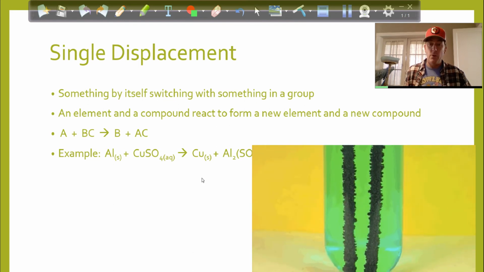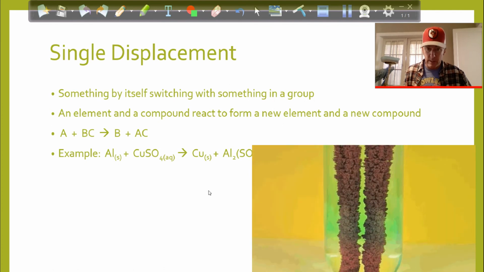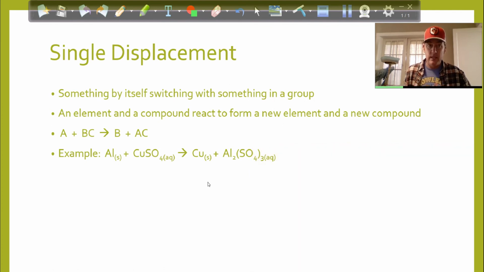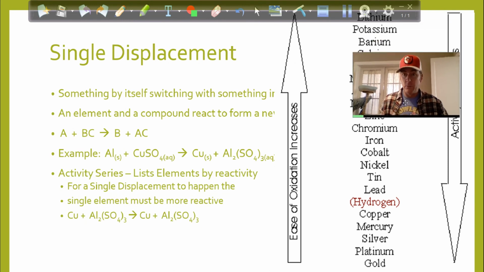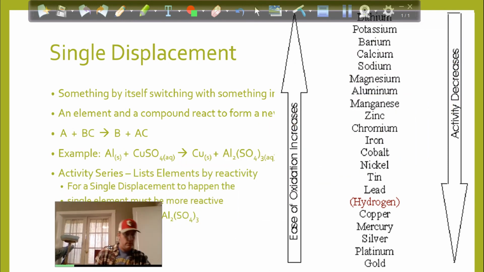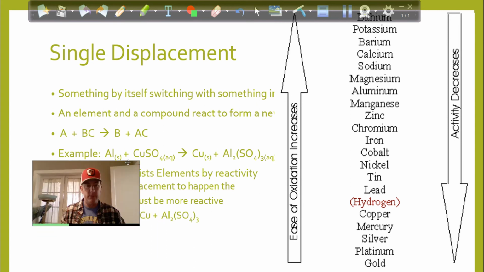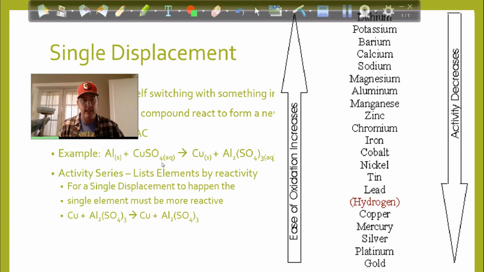Now, there are limits with this single displacement reaction, and we need to look at this activity series. Maybe I'll move myself up here. And we have this activity series, and you notice where copper is on the series, way down here, below hydrogen. Hydrogen is the only nonmetal that can work in with this metal group. But we see aluminum is way up higher.